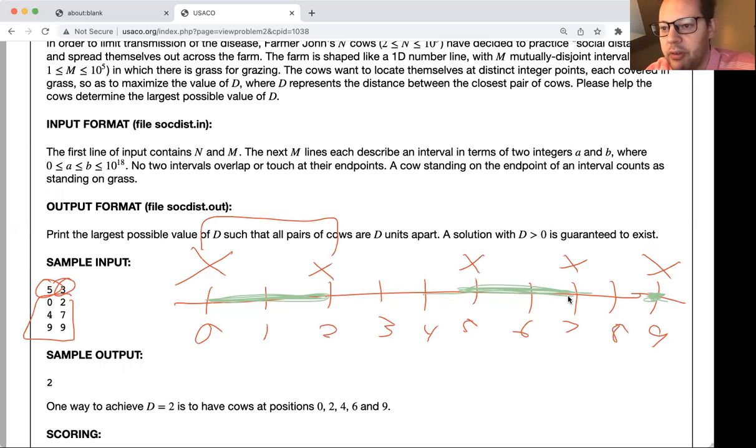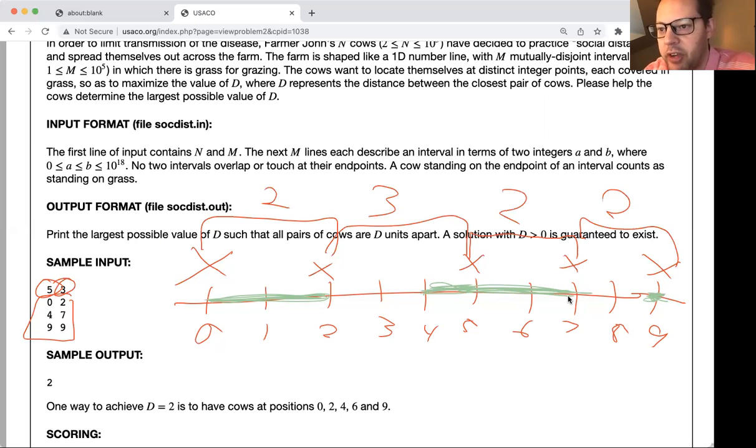0 to 2 is a distance of 2, from 2 to 5 is a distance of 3, from 5 to 7 is a distance of 2, and from 7 to 9 is a distance of 2. Let me make this a little more clear, by the way, that grass went all the way back to 4. So that would be one potential solution.